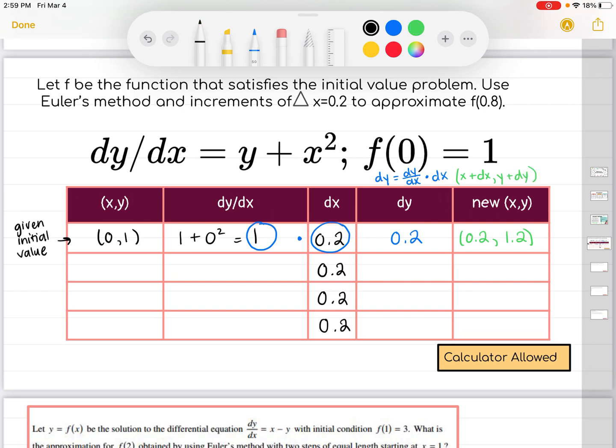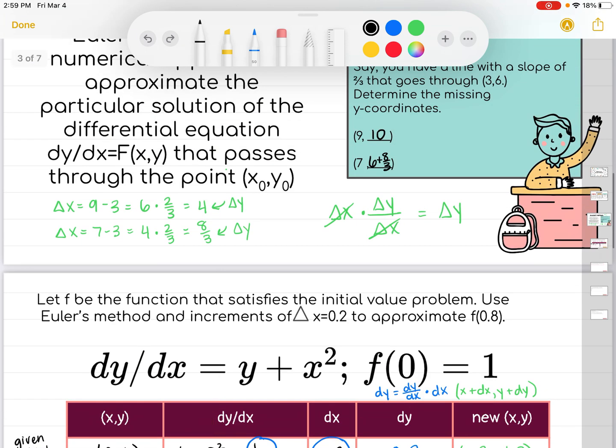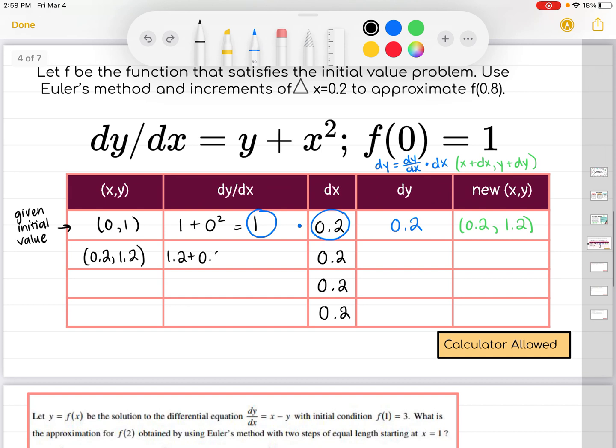Okay, now we're just going to keep repeating this process. So by the end, you'll be a pro. So let's repeat that process. Now I'm going to take the point we just ended with and start with it. So you always start where you just ended, 0.2, 1.2. Now to find my slope at this point, I have to plug in the point to my differential equation. So 1.2 plus 0.2 squared. Ooh, not cool. 0.2 squared gives me 1.24.